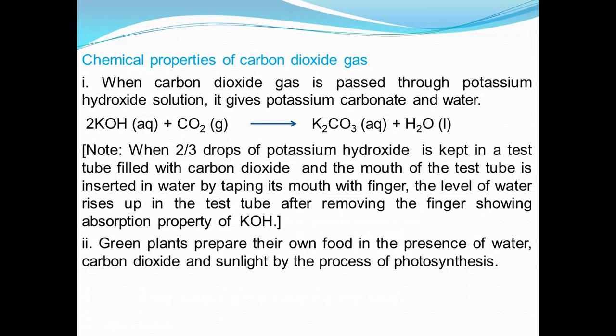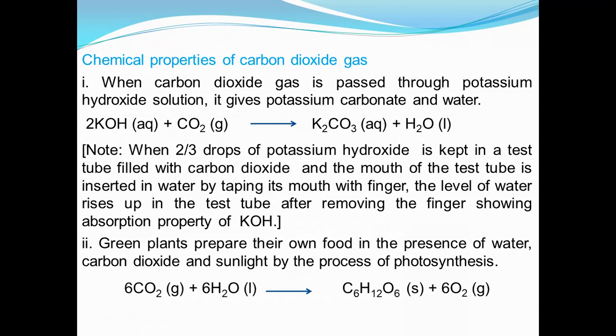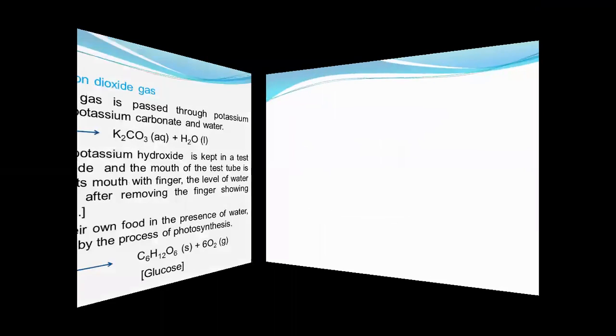So green plants prepare their own food in the presence of water and carbon dioxide, and you know about this: green plants during photosynthesis prepare glucose and release oxygen, that oxygen which we use to consume. So this is one reaction. You already know about this reaction.